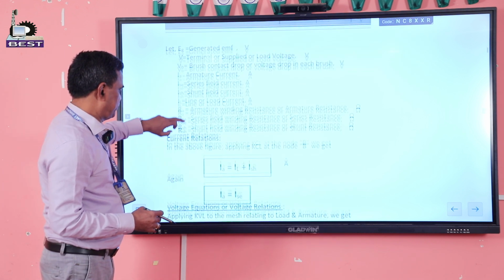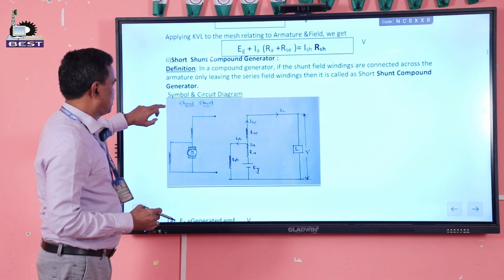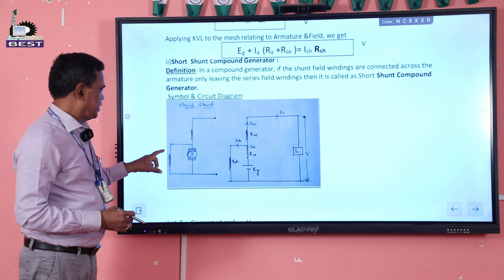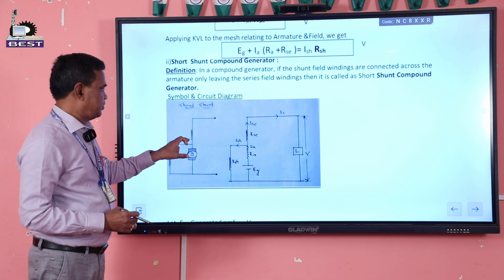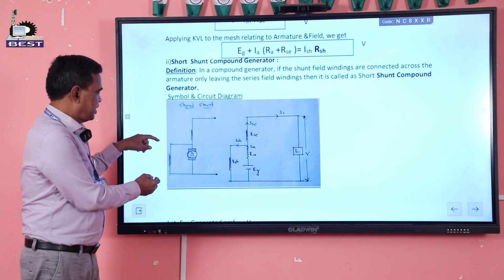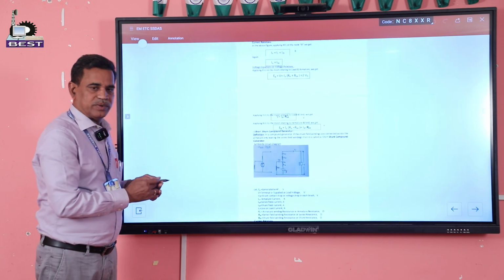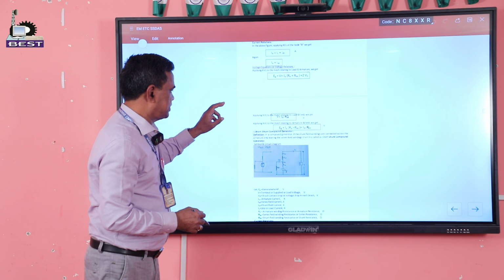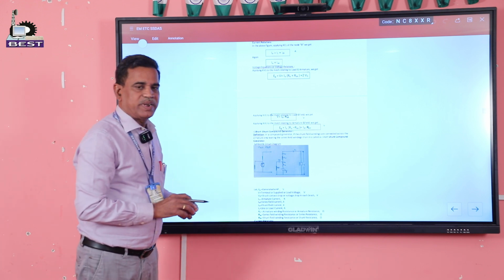But in the case of the long shunt, see, this is the short shunt. In this case, the shunt field winding is connected across the generator and the series field winding is away from it. Or indirectly you can say that this field winding is connected just at the terminal of the generator. Whereas in the other case, the entire field winding is connected with the generator and the series field resistance.